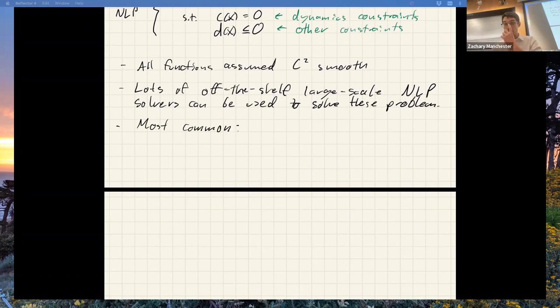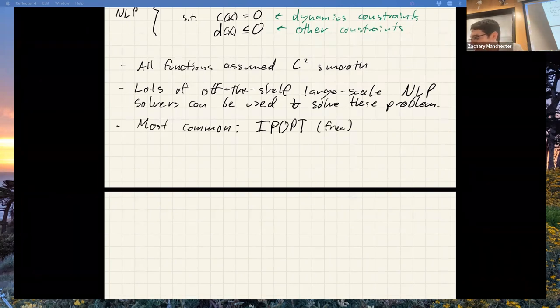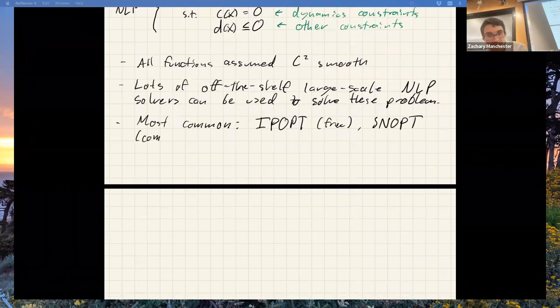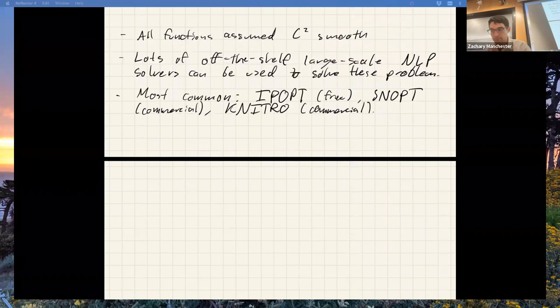Probably the most standard one that people use, the go-to one, is IPOPT, which is open source and free, which is maybe why it's the most popular one in academia and robotics. Another very common one in the aerospace industry is called SNOPT, which is commercial, so you have to pay for it. And then another one that's kind of popular is Knitro, also commercial.